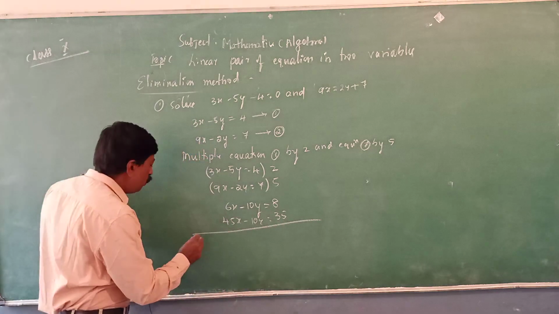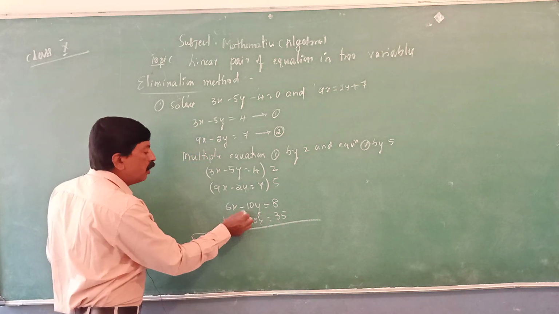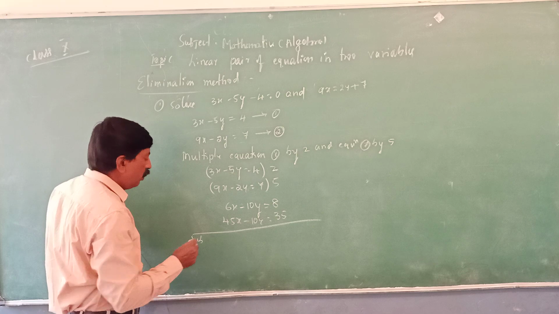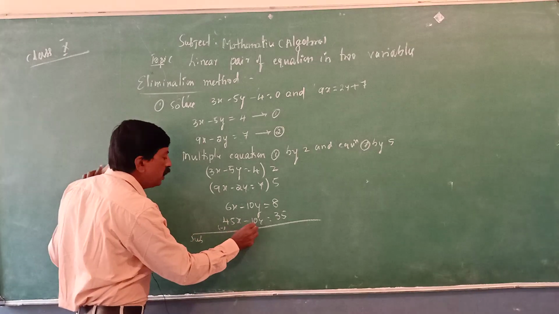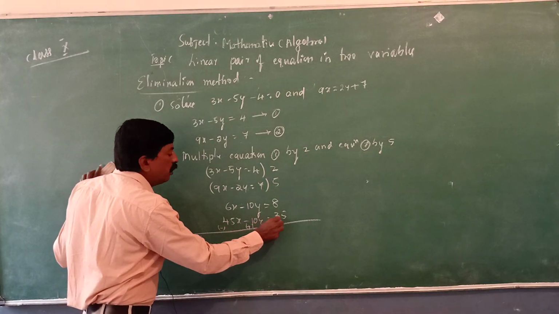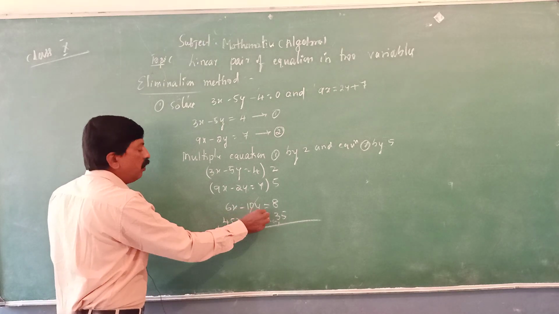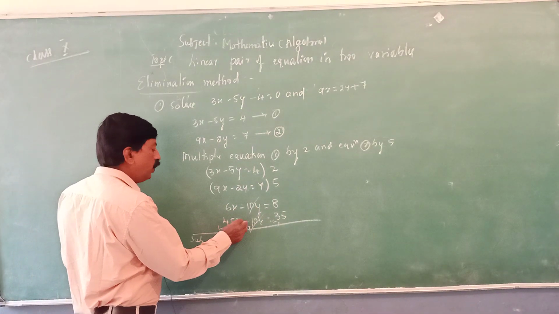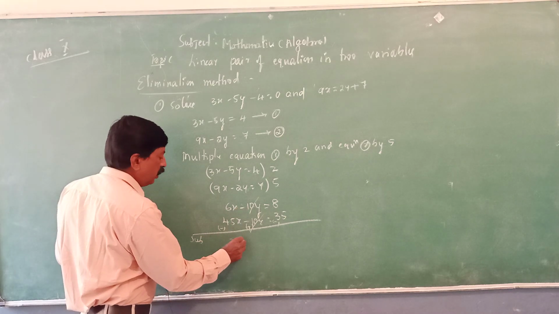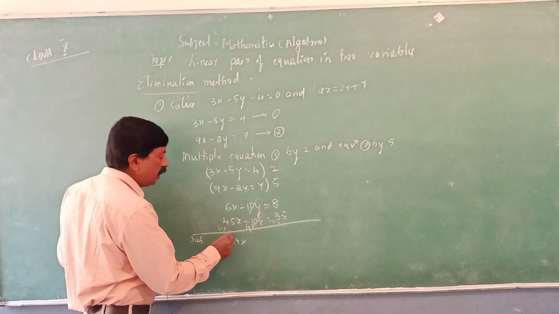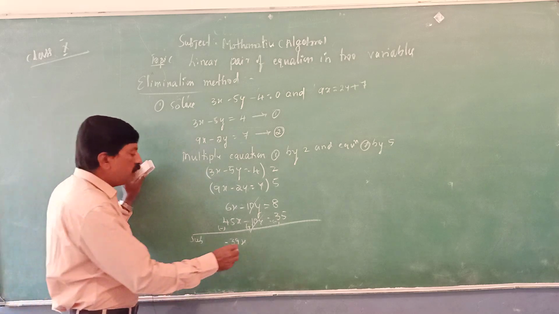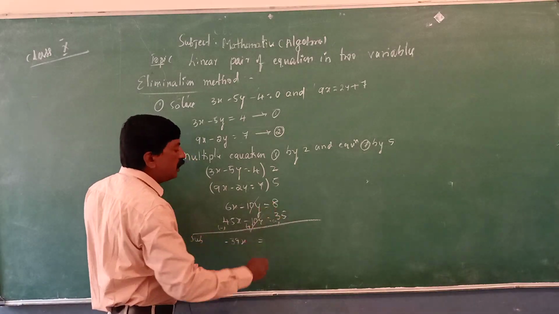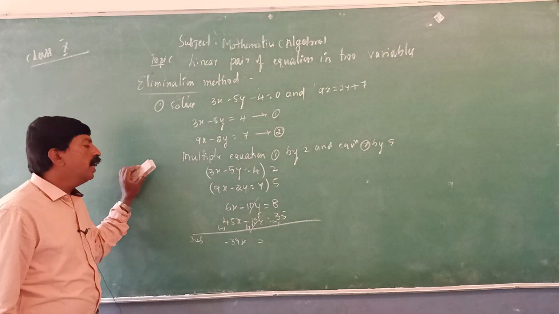Now what do we have to do? Subtract, because here both have the same sign. So plus will become minus, minus will become plus, plus will become minus. Minus 10y plus 10y will be cancelled. So 45x minus 6x is 39x, with the bigger sign minus. Now this is equal to minus 35 plus 8.